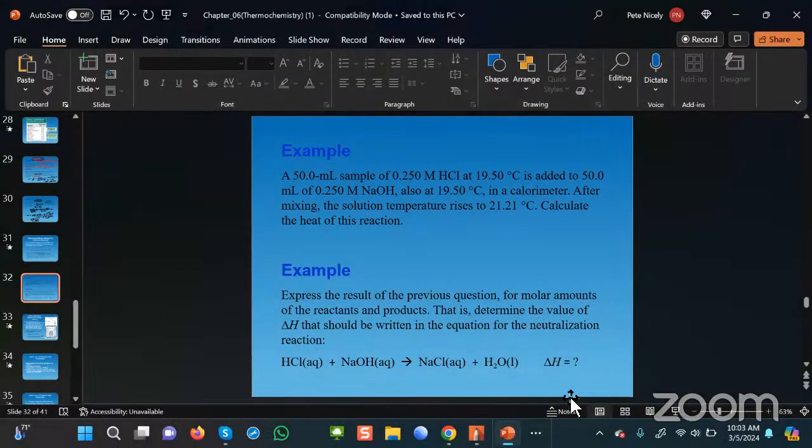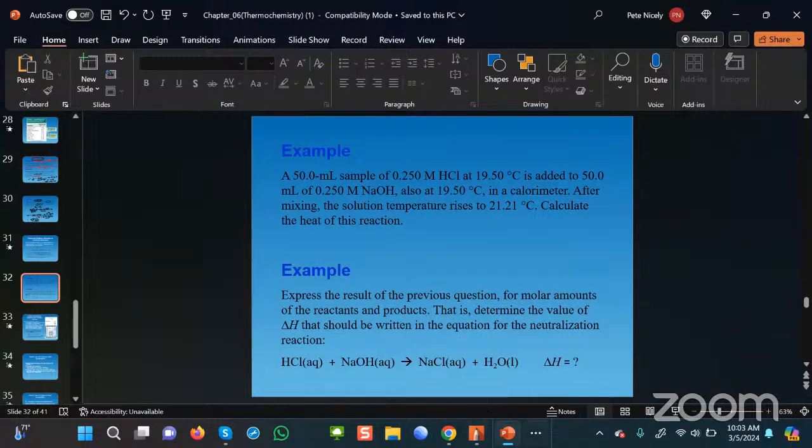Okay, so as I was saying, what the question is asking for the delta H is the value for this equation as it is written, where it says 1 mole of HCl reacts with 1 mole of sodium hydroxide to produce 1 mole of sodium chloride and 1 mole of water. So what does that mean?